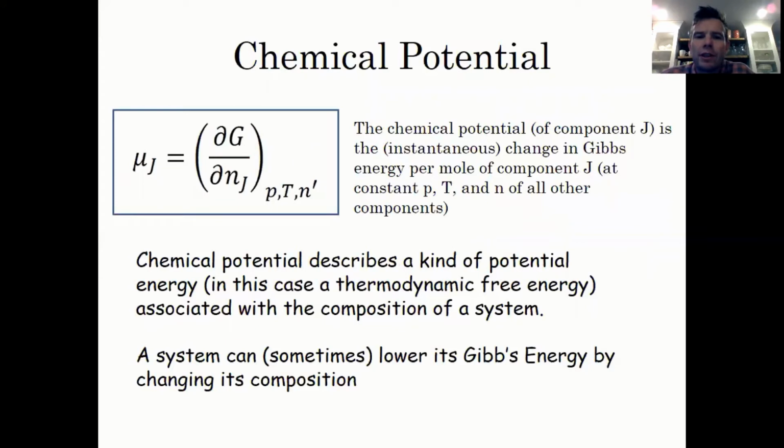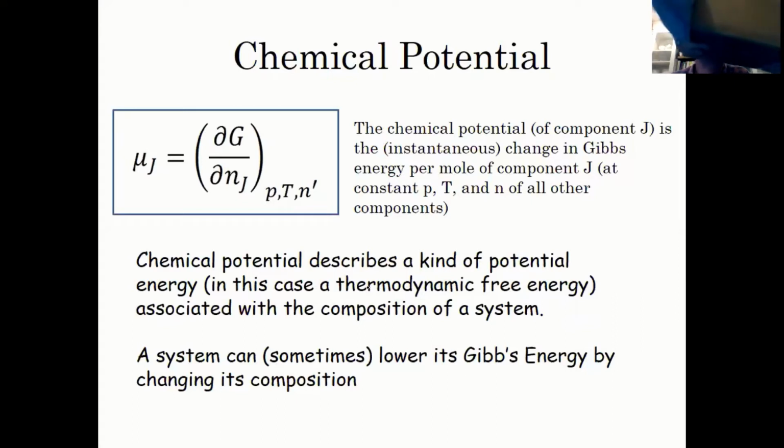Here's the rigorous definition of the chemical potential. It is the partial derivative of G with respect to n when P, T and all the moles of everything else are held constant. As I just said, chemical potential describes a kind of potential energy, in this case, a thermodynamic free energy, which is associated with the composition of a system.